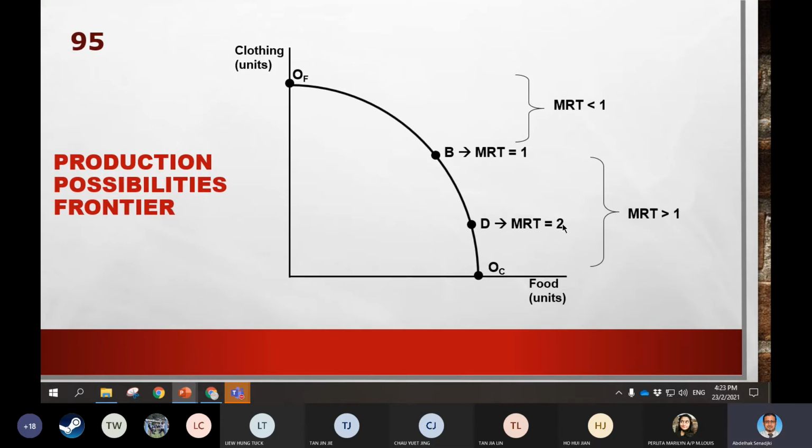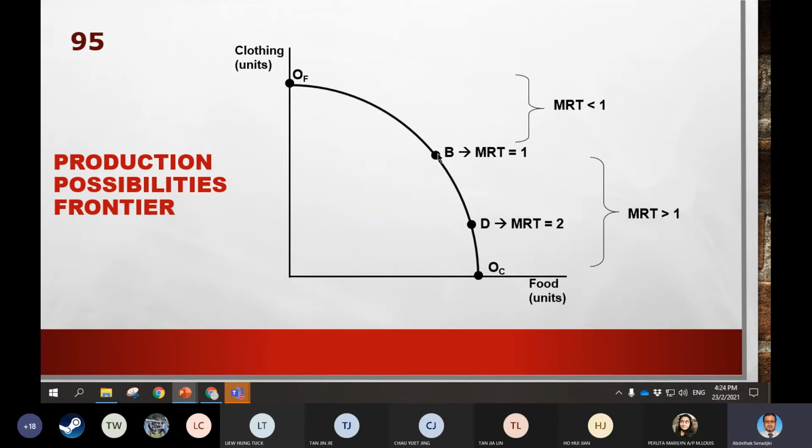Since the MRT equals 2, the marginal cost of food divided by the marginal cost of clothing equals 2. It means in order to produce 1 additional unit of food, I need to give up 2 units of clothing. Since the marginal cost of food is 160, the marginal cost of clothing will automatically be 80, because 80 times 2 is 160. So I will have 160, the marginal cost of food, divided by the marginal cost of clothing, 80, which equals 2.